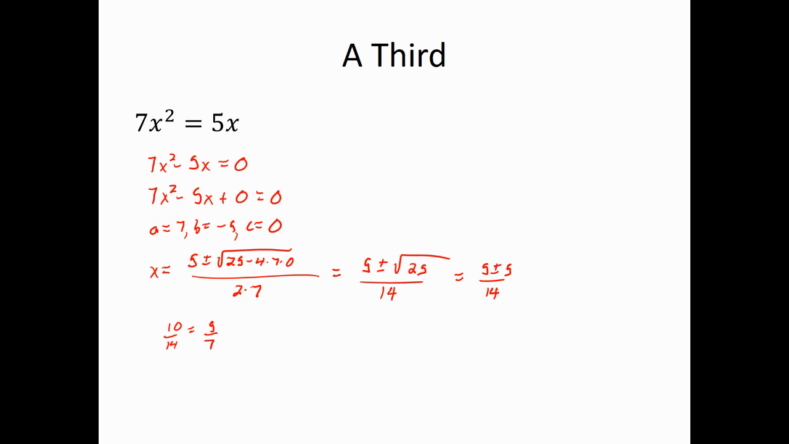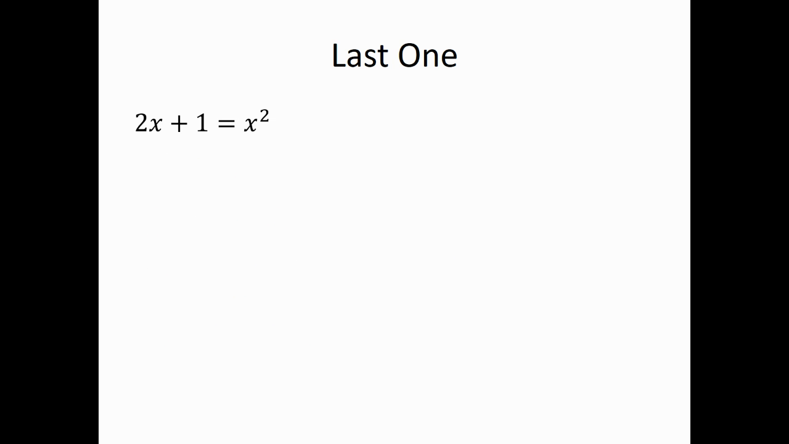And our second solution will be 5 minus 5 over 14, which is 0 over 14, which is just 0. So there they are, two solutions. A bit simpler because the value of c is 0, but still, there it is. The quadratic formula still works. And then let's do one final problem, okay?